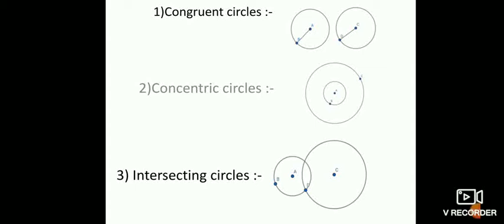Then we can see the intersecting circles. Circles which intersect each other in a single point or in 2 points are called intersecting circles.